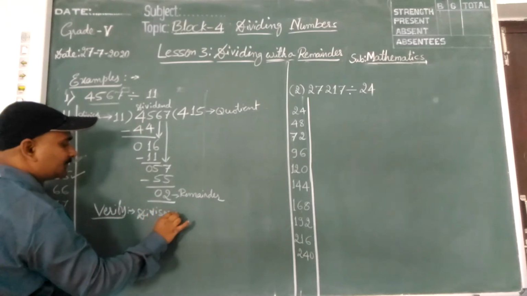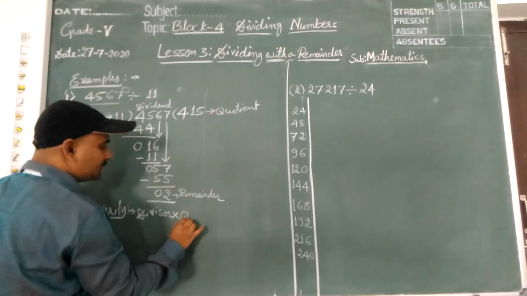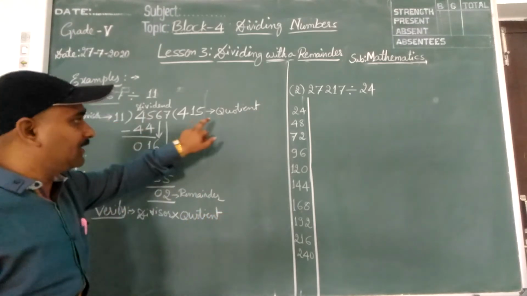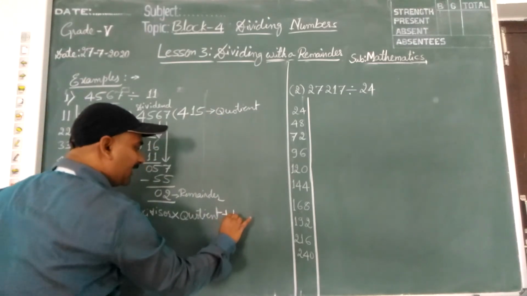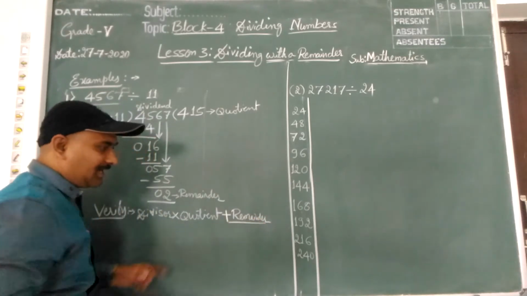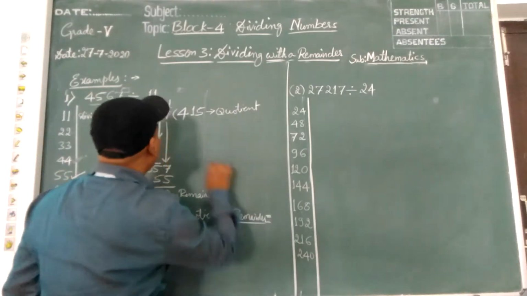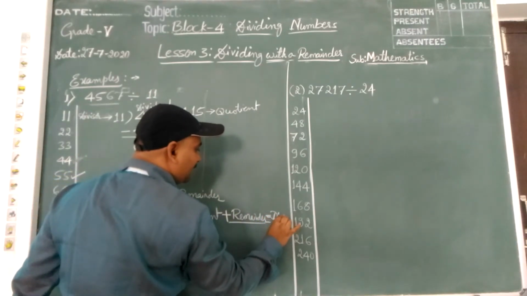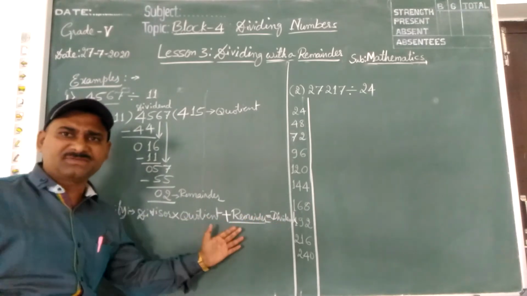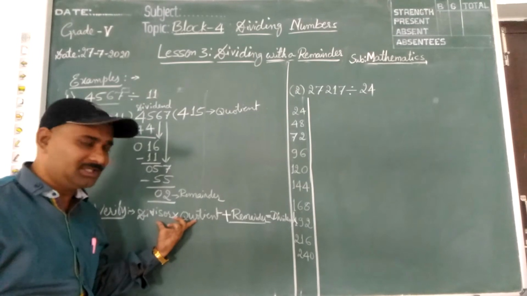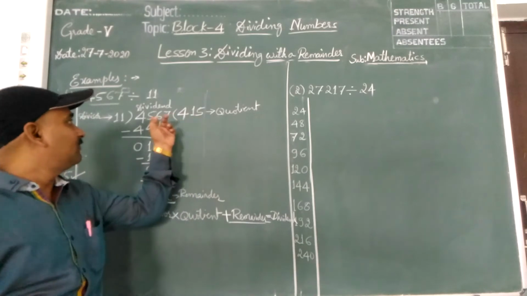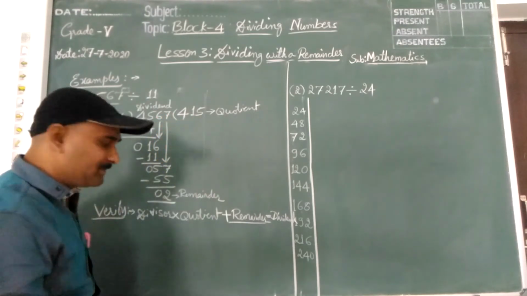Divisor into quotient. When you multiply the divisor and the quotient, add the remainder. This is extra, children, this time. Add the remainder to get the dividend. You will get the dividend. Multiply divisor and quotient. You will get an answer. To that answer, add the remainder. You will get 4567. Let us check.